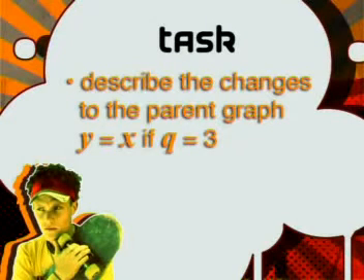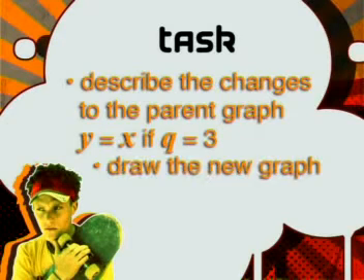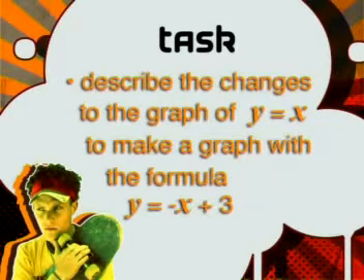Question 1. Describe the changes to the parent graph y equals x if q equals 3. Then draw the new graph. Question 2. A linear graph has a formula y equals negative x plus 3. Describe the changes to the graph of y equals x to make a graph with the formula y equals negative x plus 3.